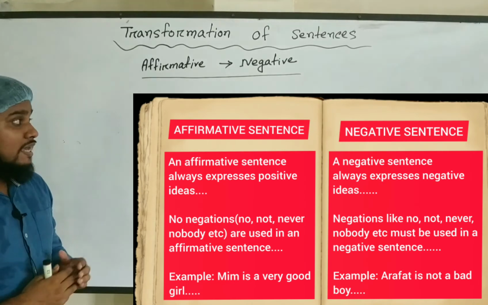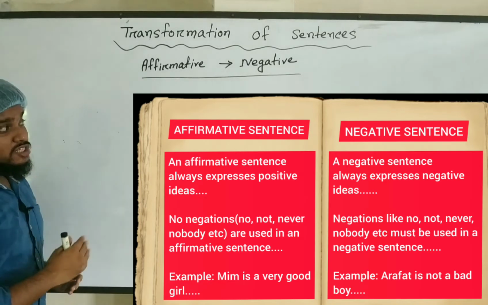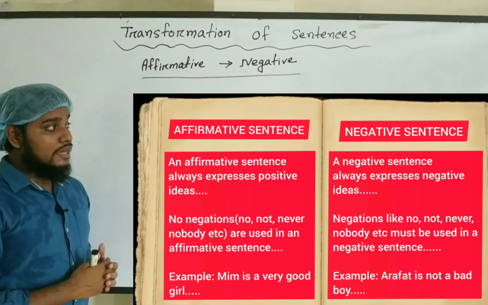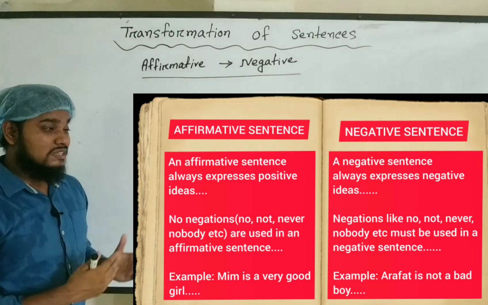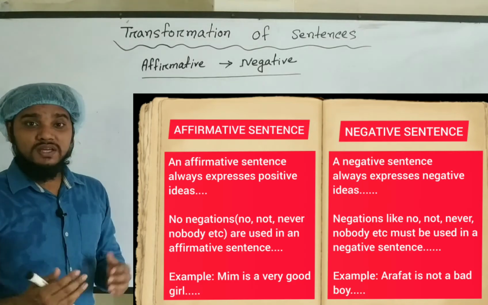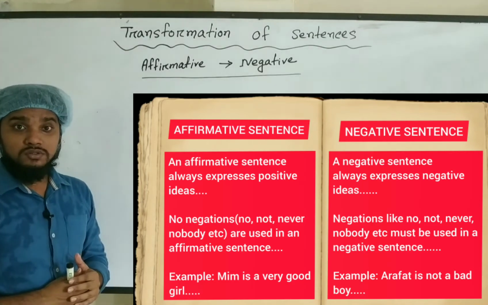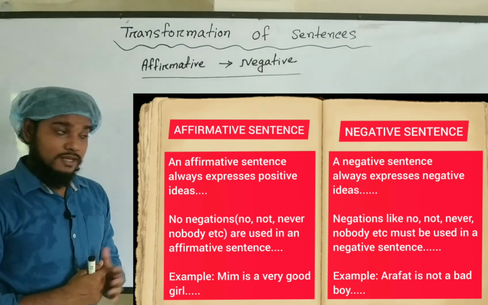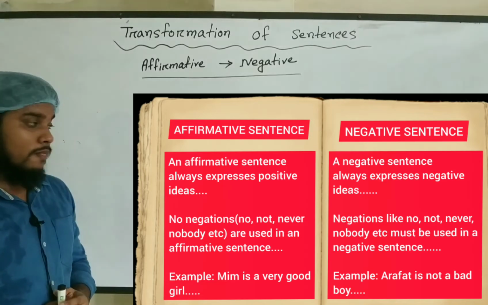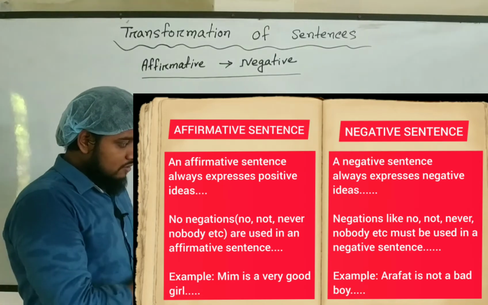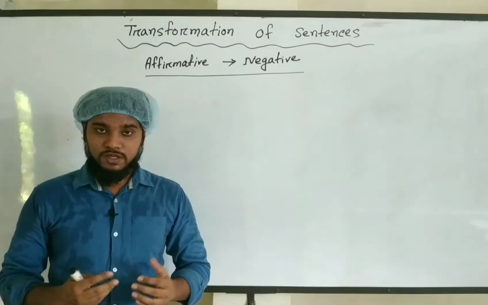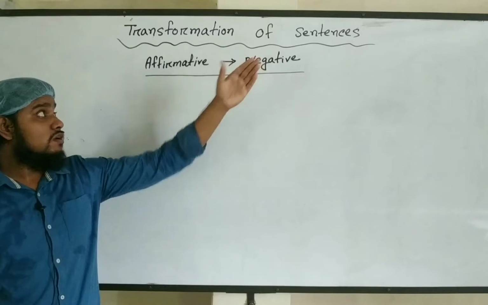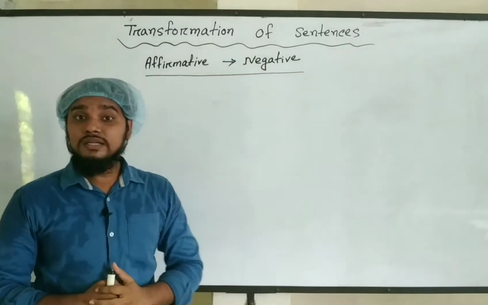On the other hand, a negative sentence expresses negative ideas. Negations like no, not, nor, never, nobody, etc. are always used in a negative sentence. Okay? Let's have an example. Arafat is not a bad boy. So, let's move on to our main discussion. Transformation of sentences, affirmative to negative.